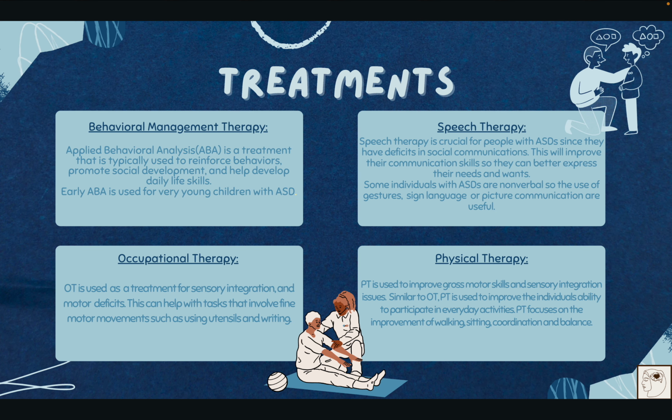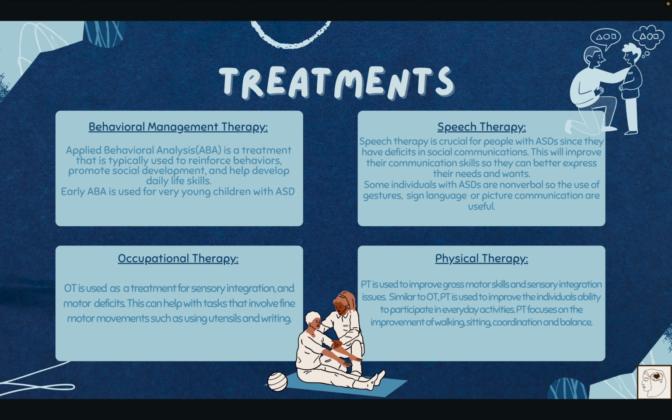So for treatments, we have four kinds. We have behavioral management, speech, occupational, and physical therapy. For behavioral, we have applied behavioral analysis, which is a treatment that's typically used to reinforce behaviors, promote social development, and help develop daily life skills. Early ABA is used for very young children with ASD.